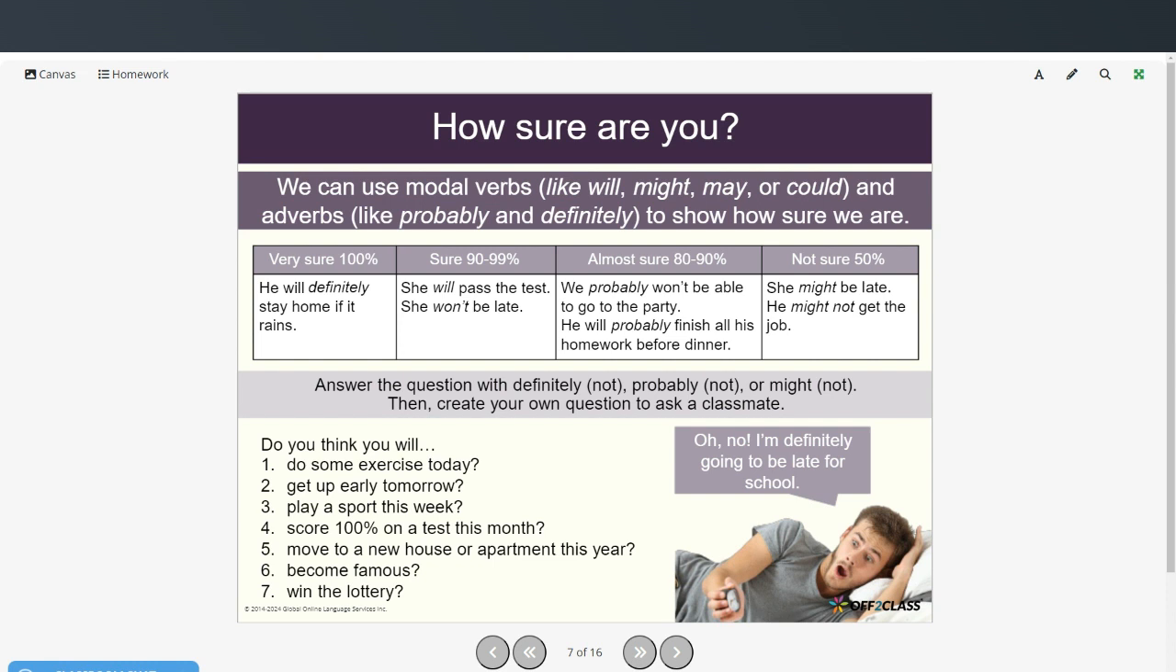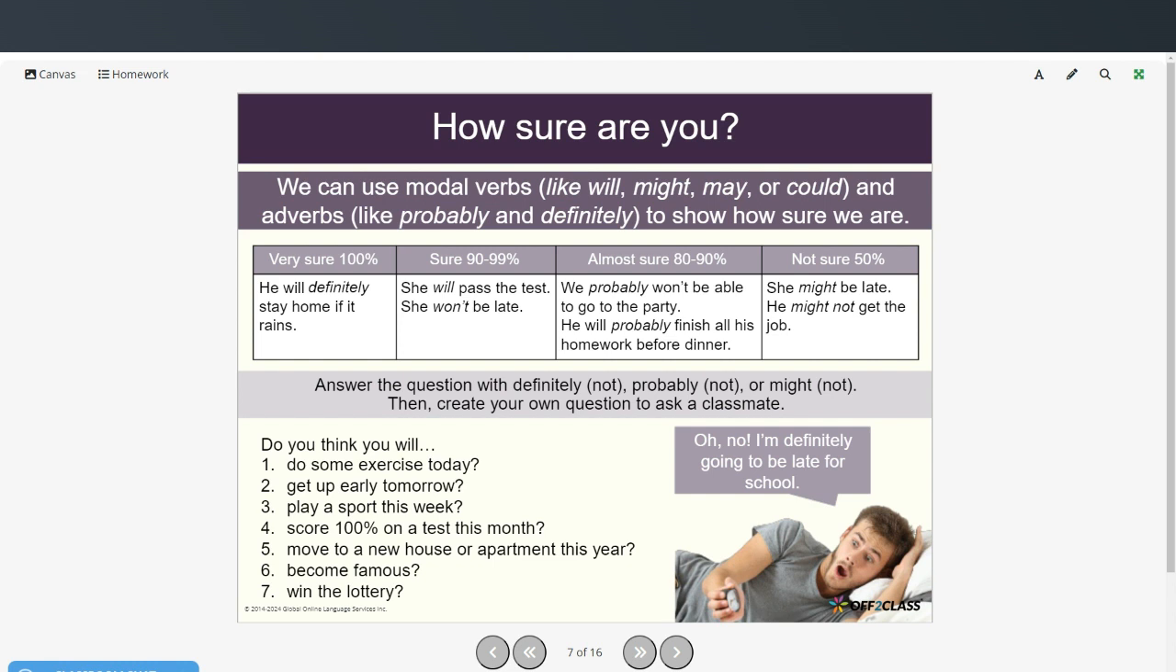She will pass the test. She won't be late. If we're almost sure, 80 to 90%, we can use a word like probably. We probably won't be able to go to the party. He will probably finish all his homework before dinner. And if you're not sure, if it's about 50-50, she might be late, or he might not get the job.